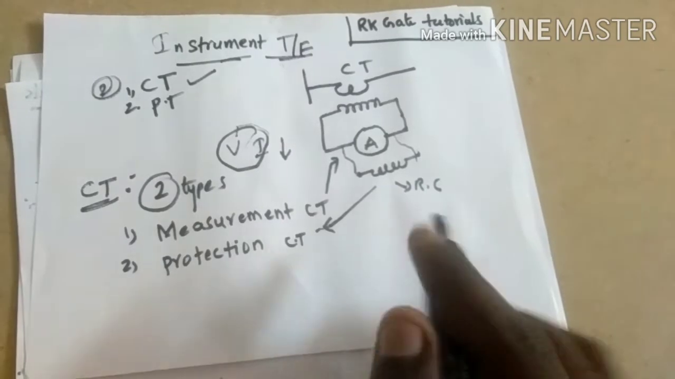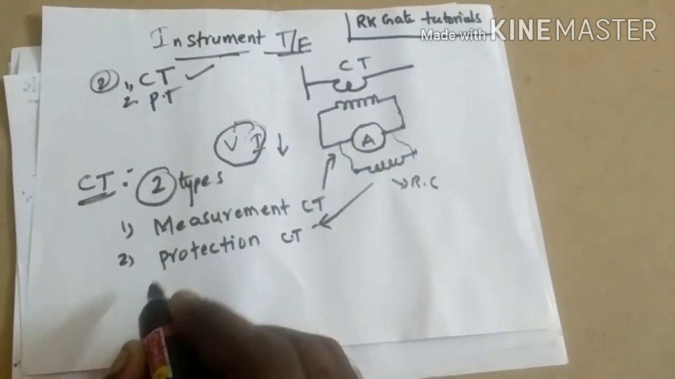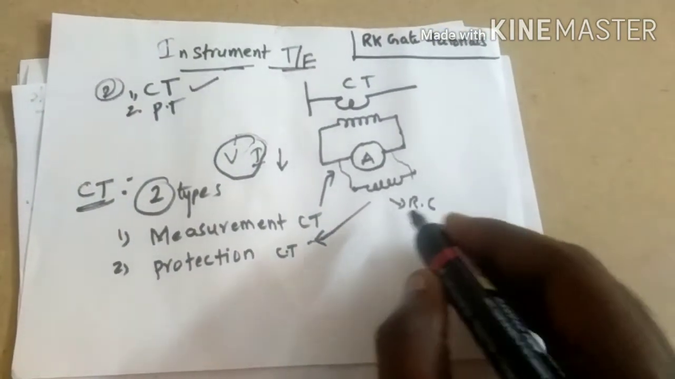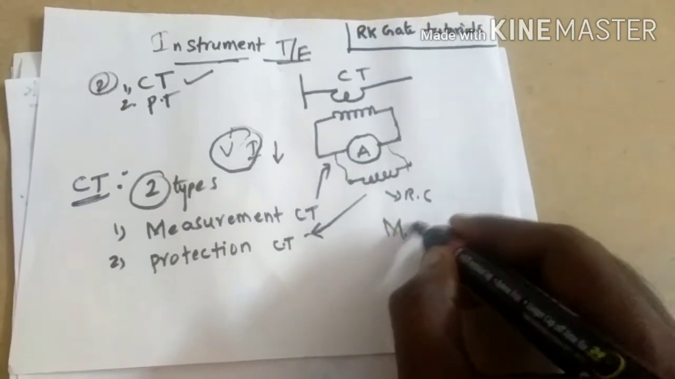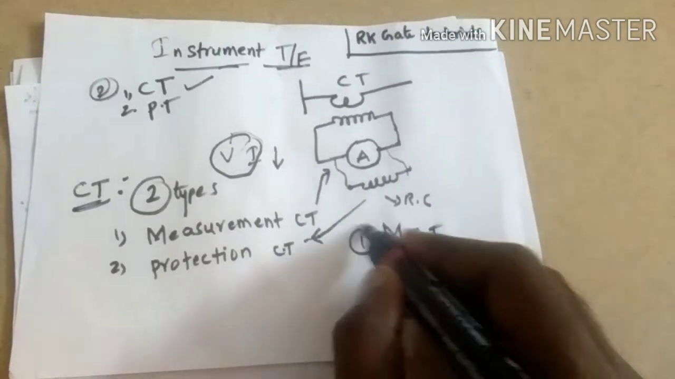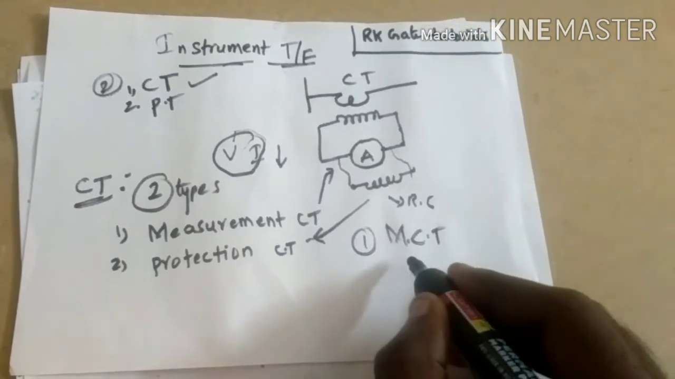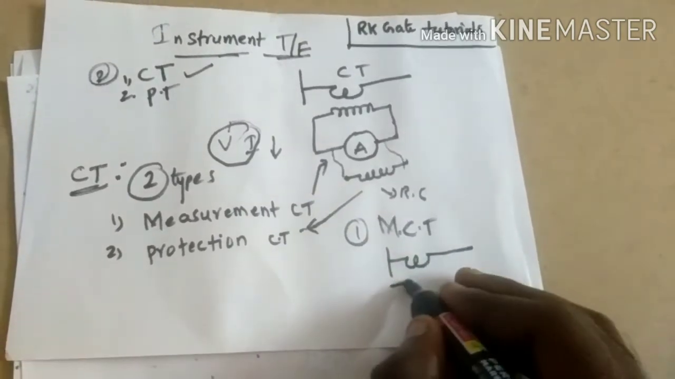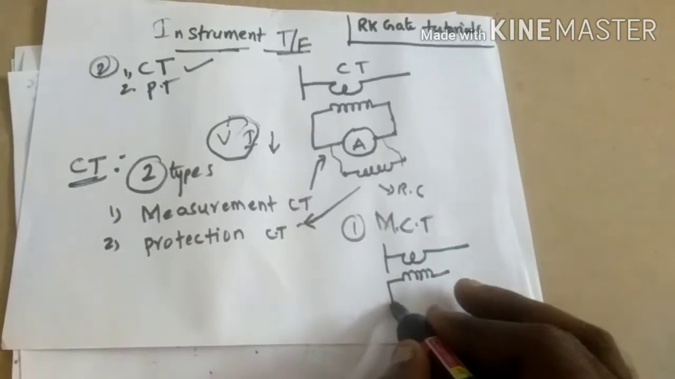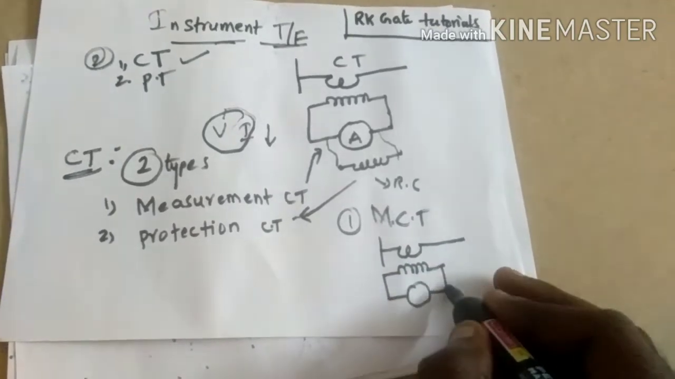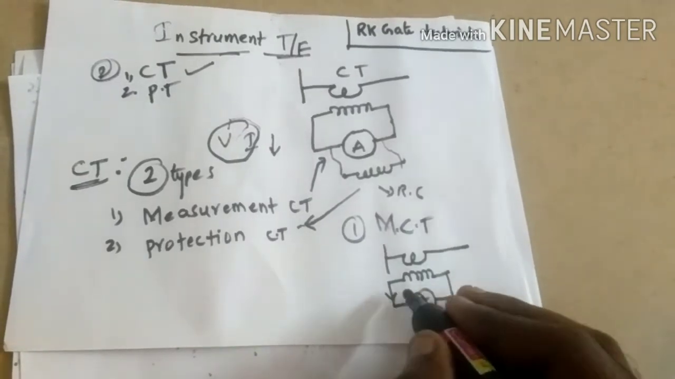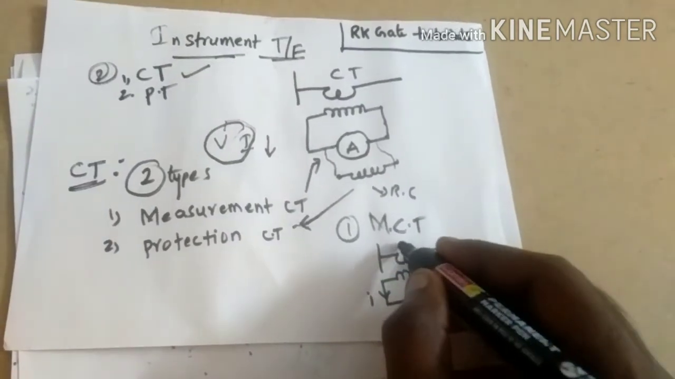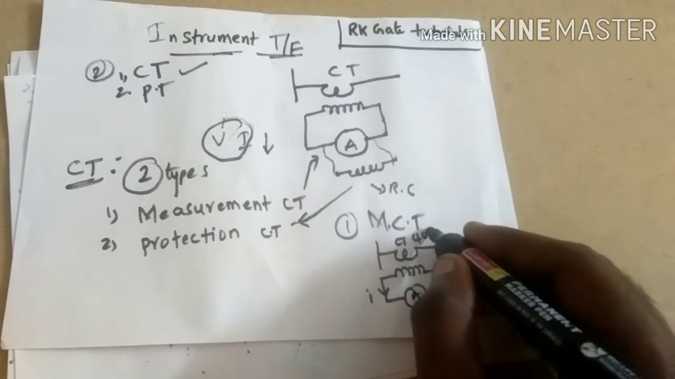Now let us analyze the measurement CT and the protection CT individually. First, the measurement CT. It will be like this, which we have just seen. Here we have the primary of the CT, and here the secondary of the CT. To the secondary a measuring element is connected. As we are measuring current, there is an ammeter. Here the current I flows in the main line, which is of high range. Let us say the CT has a ratio rating of 400/5.